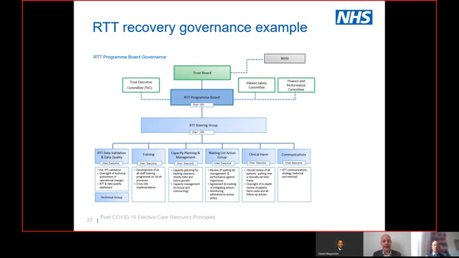And what you can see on the screen now is an example RTT recovery governance structure. And I'd just like to point out that each of the subgroups, of which one is capacity and planning, were chaired by an executive at this particular trust. There was an RTT steering group chaired by the COO, and the RTT program board was chaired by the CEO of this organisation. So we need to have a clear understanding of what the work streams are, what the key deliverables are for those work streams, and when those deliverables are not being achieved, there needs to be actions and escalations into the higher part of the governance structure itself.